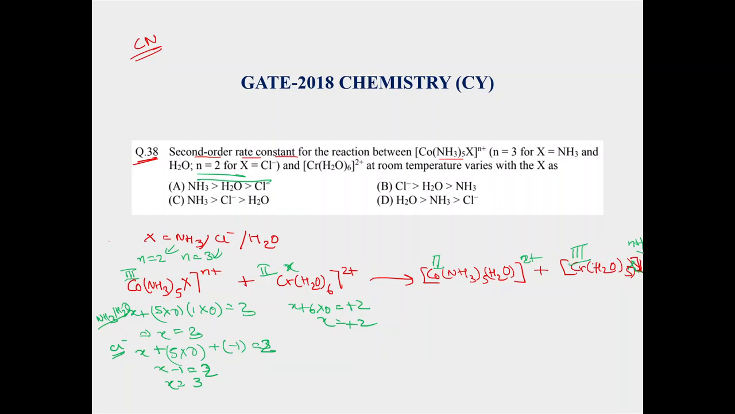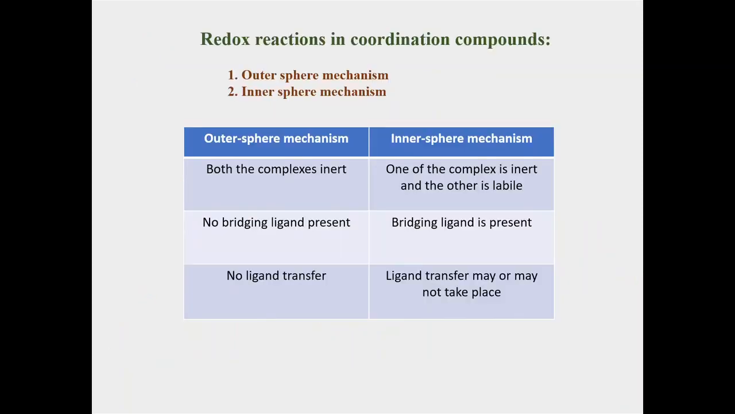So now we know that this redox reaction is taking place. And redox reaction in coordination chemistry can take place via two types of reaction mechanisms. In 2019 also there was a question from this topic, inner sphere and outer sphere, from this redox reaction in coordination chemistry. That question was from the inner sphere mechanism, and this is kind of exactly the same question, just the way they have asked is different. That's why it's important to solve previous year questions. So there are two types of mechanisms by which redox reactions can take place in coordination compounds.